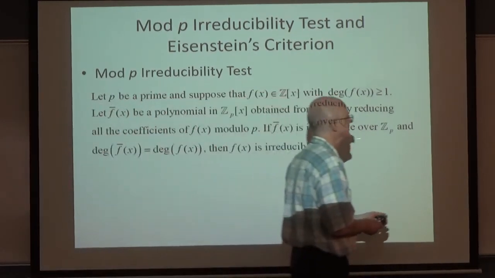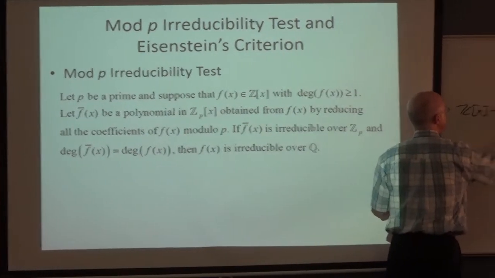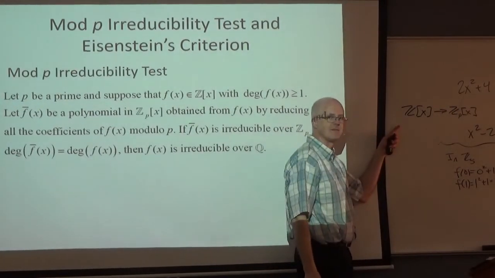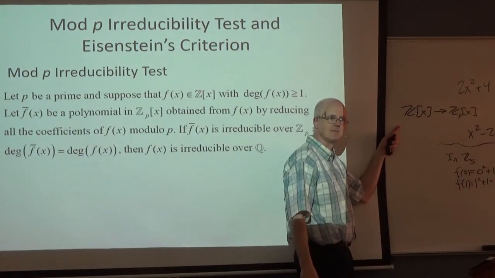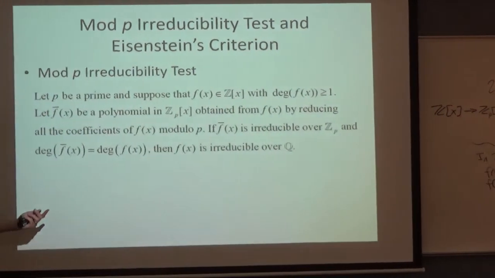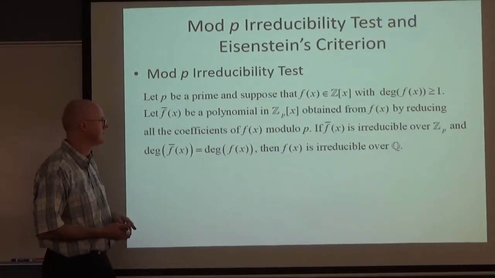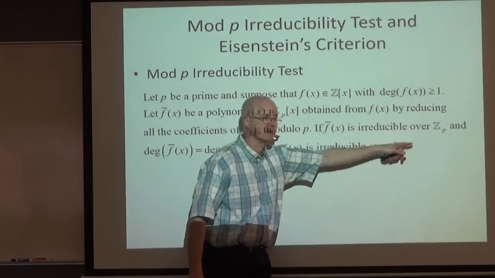From Z[x] to Z_p[x], the natural one where you apply it to all the coefficients. You're modding them all by p, where p is prime. If f bar is irreducible over Z_p, which, certainly if the degree of f is 2 or 3, is easy to check by plugging in numbers from Z_p and doing mod p arithmetic.